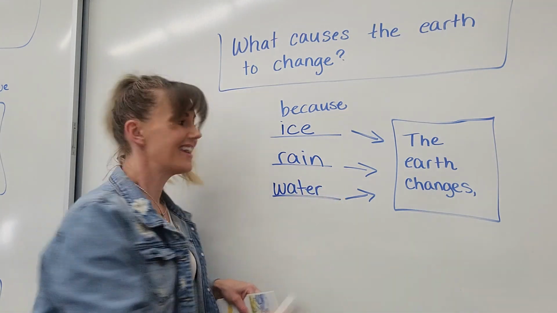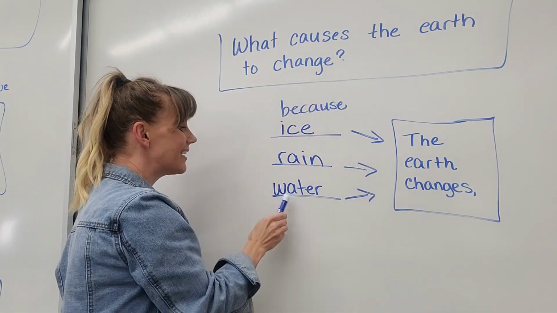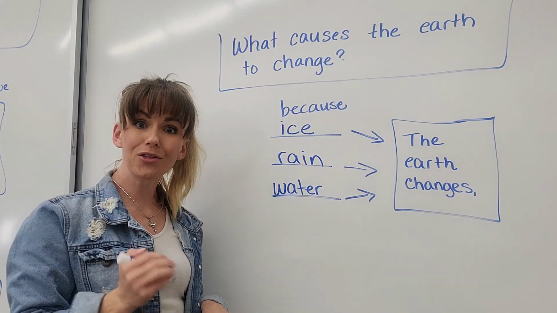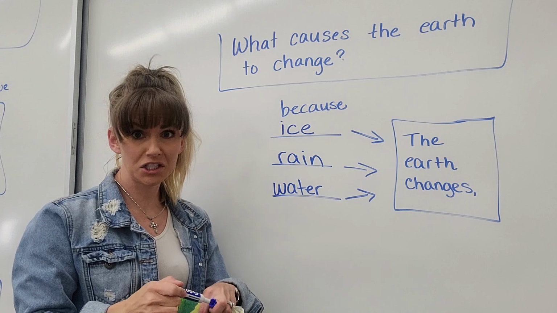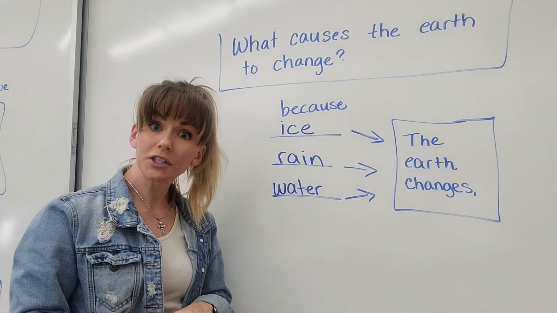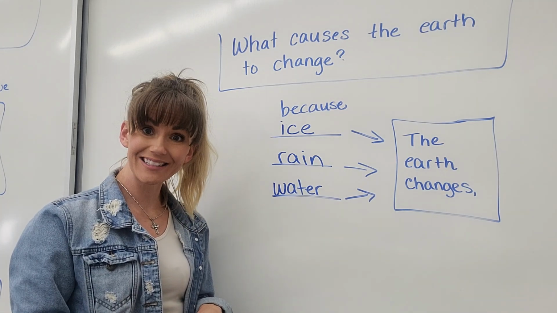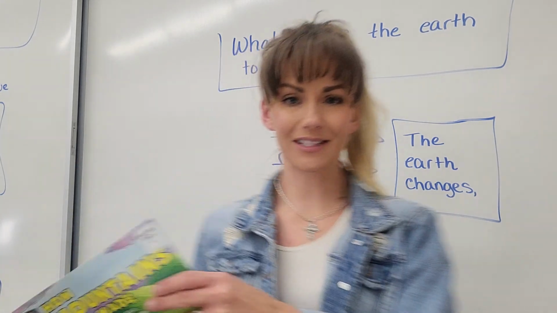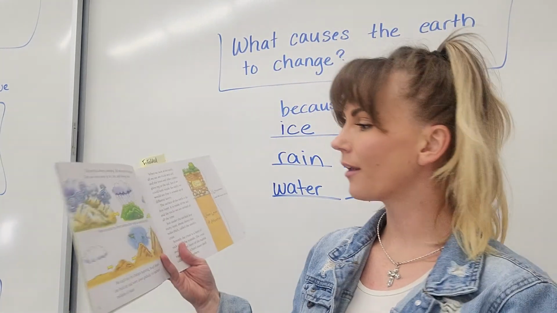So let's read this again. The Earth changes because of flowing water. Yes. Now we know 3 things in addition to volcanoes that change our Earth's surface. Yeah. Rain, ice, and water. Let's keep reading and see if we can learn anything else.